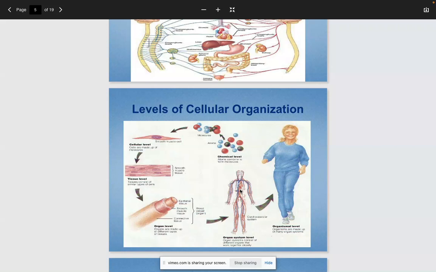Does anybody know what the basic unit of life is? A Bio 112 class should. Exactly, it's a cell. The cell is the basic unit of life, right? And we know that groups of cells will come together to form something called a tissue. So tissue is just a word for a group of cells. And then we know that tissues come together to form organs, and then organs come together to form organ systems.